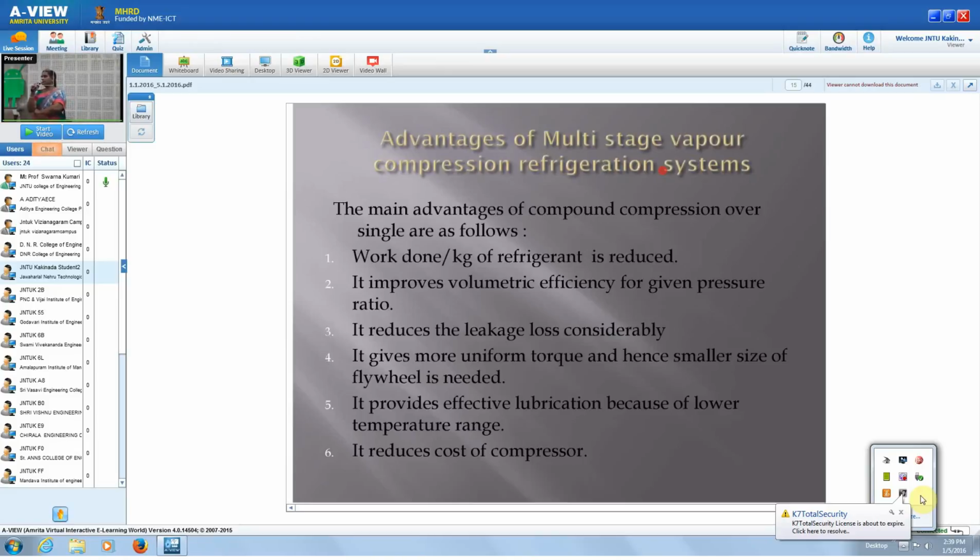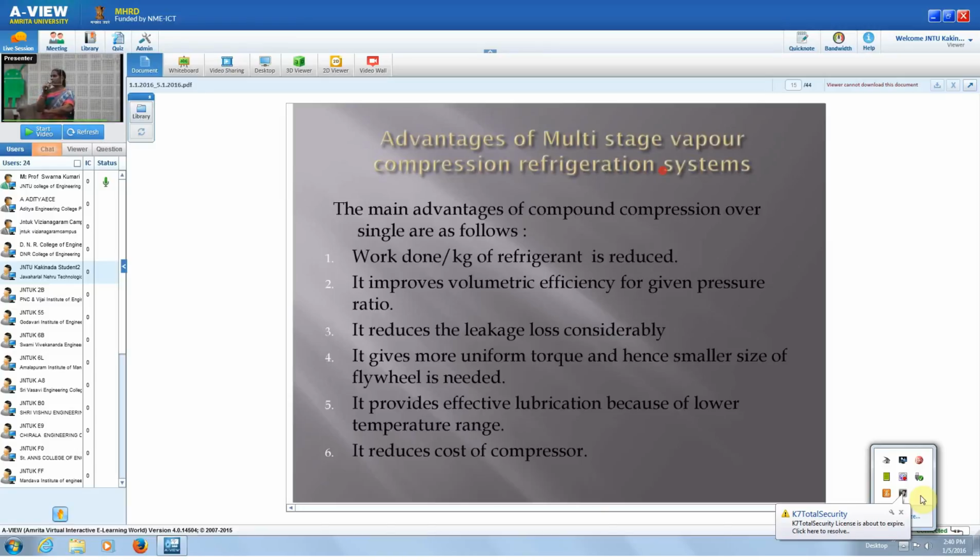The efficiencies which are important for compressors are volumetric efficiency and isentropic efficiency. So with this we can improve the volumetric efficiency, and also because the pressure ratio required is small for each of a number of compressors, the leakage problem can also be avoided. So it reduces the leakage loss considerably. It gives more uniform torque, and hence the size of the flywheel needed is also less.